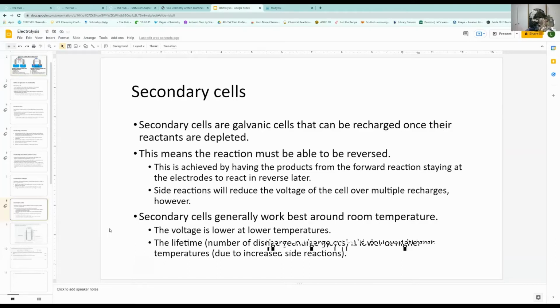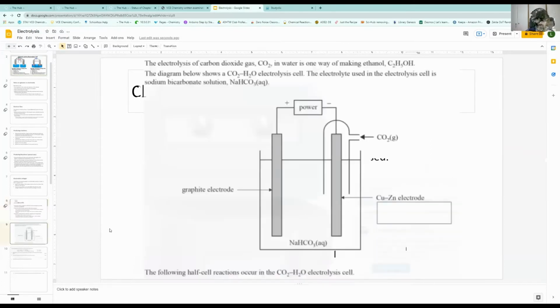That's the theory. That's all the theory I wanted to cover today. Let's have a look at some examples of this. So we've got one here. The electrolysis of carbon dioxide gas is a way to make ethanol. Okay.